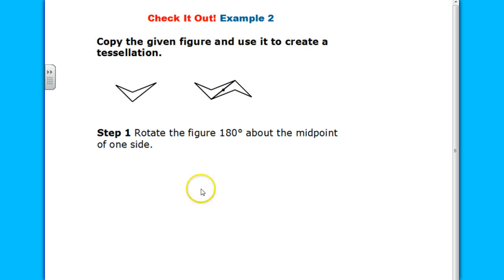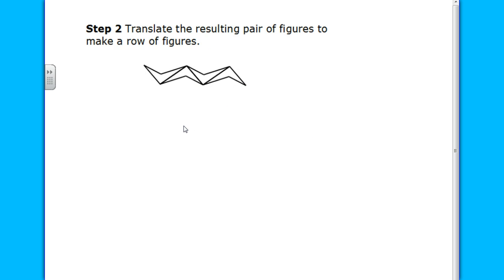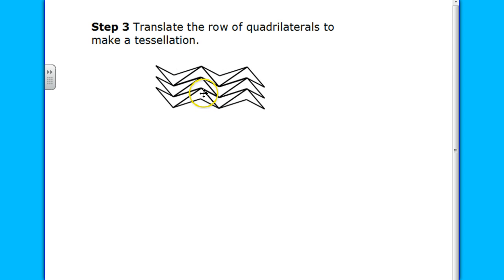Let's copy the given figure and use it to create a tessellation. Once again, we can see that we can rotate the figure 180 degrees about a midpoint of a given side. There we go. And we can translate the resulting pair of figures to make a row of figures. And how about making a row of these quadrilaterals, one on top of the next, to continue the tessellation, right?